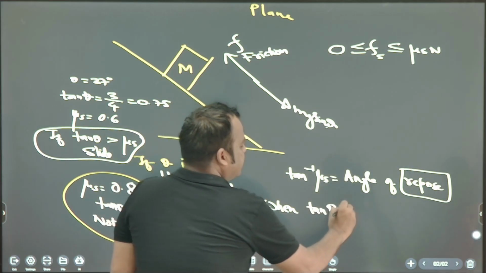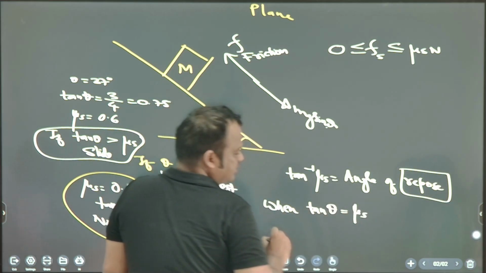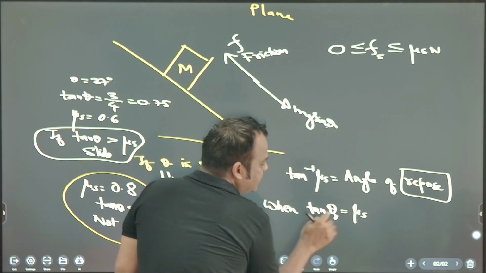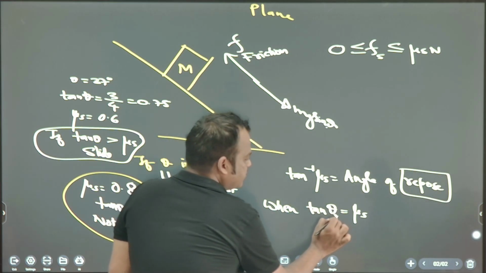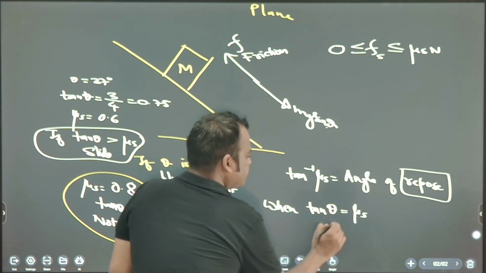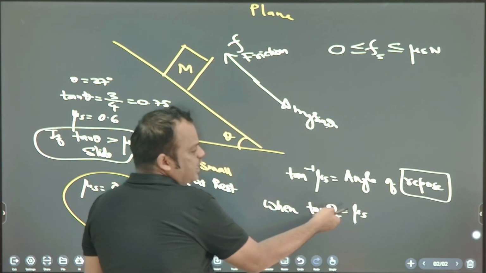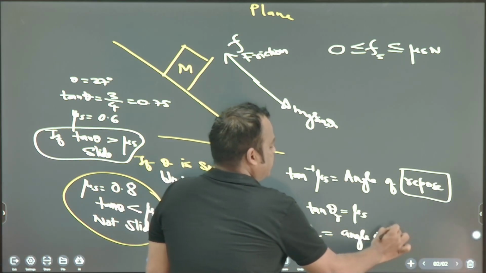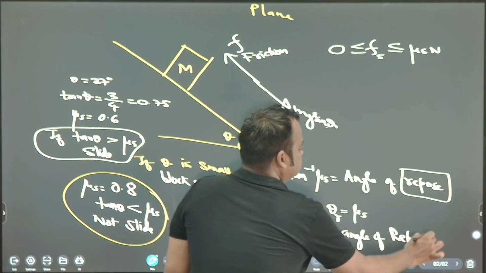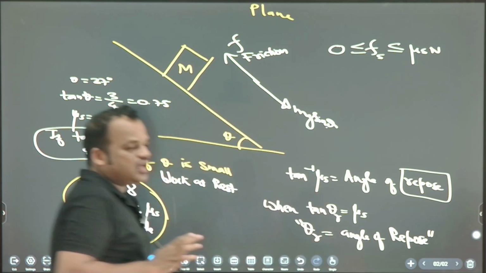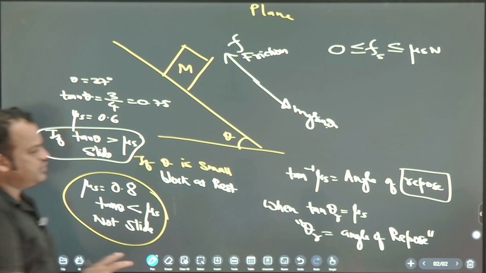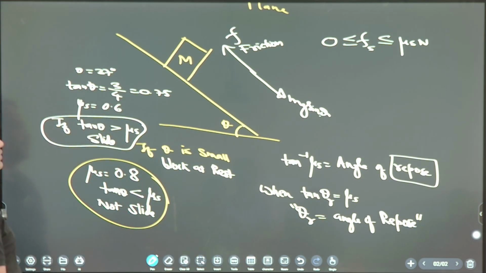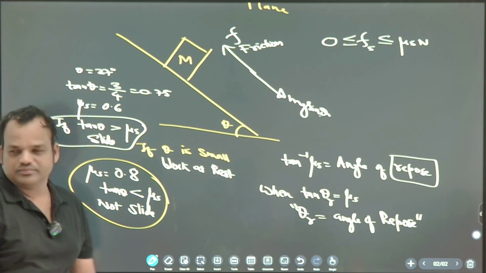When tan theta is equal to mu s, I am calling it tan theta r. So what is theta r here? Angle of repose. Theta r is the angle of repose. What is angle of repose?